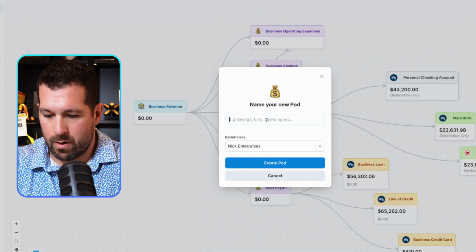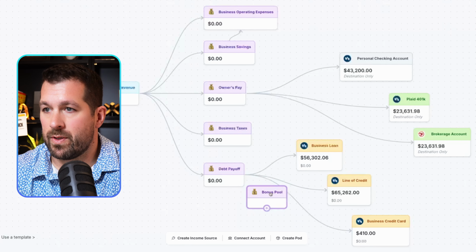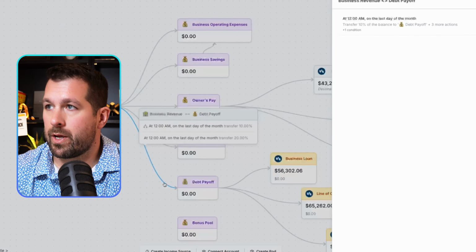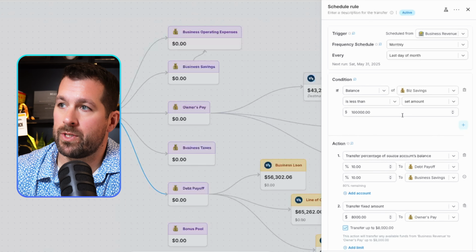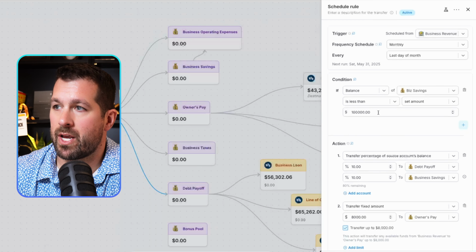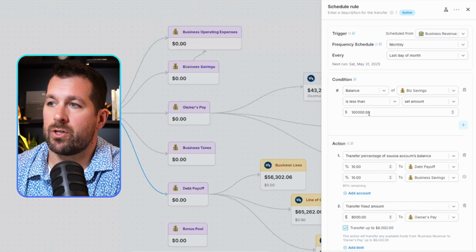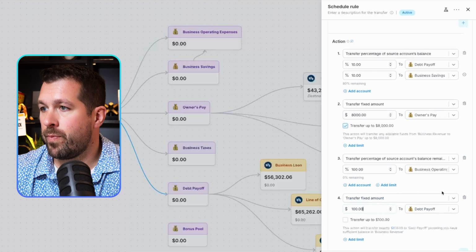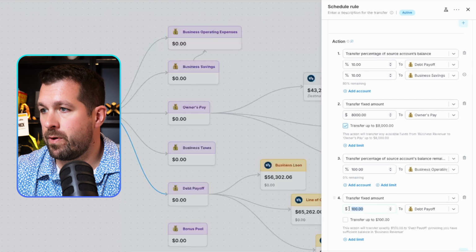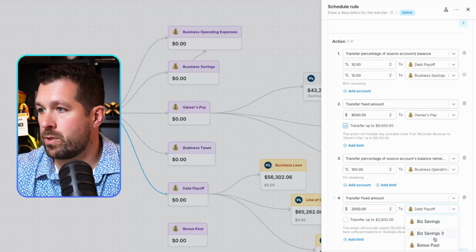We're going to call this our bonus pool. We're going to add this in, and then we just need to click on one of our existing rules. And so now that we're back in this rule, we have two sets: the condition for if the savings account is under $100,000 as well as if it's over $100,000. So we want this to run no matter what, so we're going to add that in. We're going to say transfer a fixed amount of $2,000 towards our bonus pool.